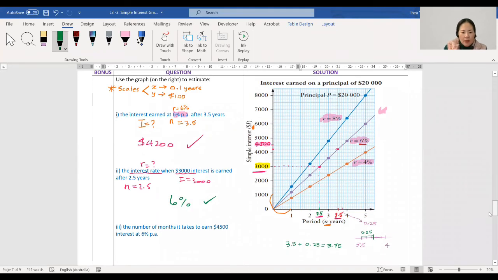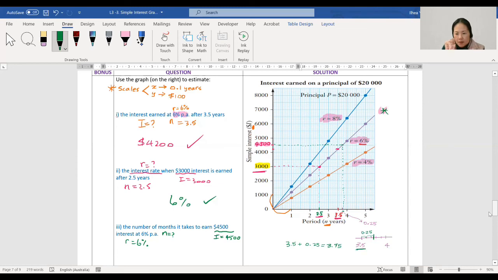The number of months. Okay. This time we want to know N. And it takes to earn 4,500. So I equals 4,500. And R is 6%. Oh, 6% is very popular here. So we're still looking at 6% here. And 4,500, I already put that in there. And then roughly here, right there. Okay, roughly, because I already done it. So I know it is because I made it really magnified and had a look. So that is coming, okay, like in between.